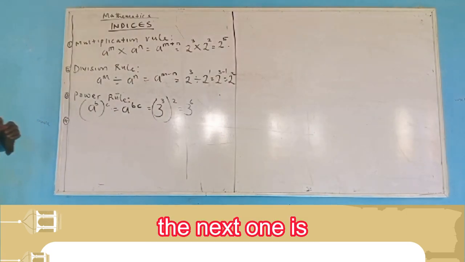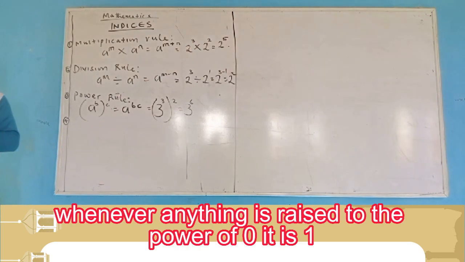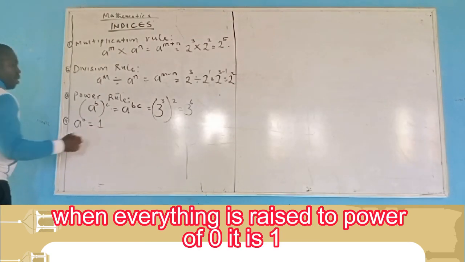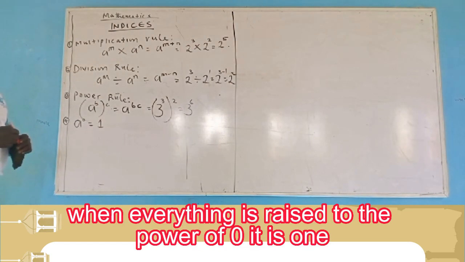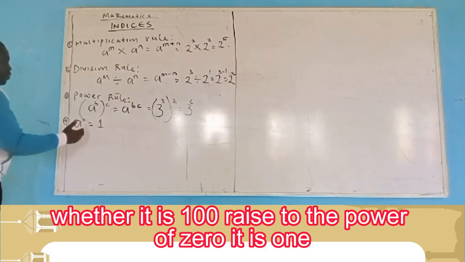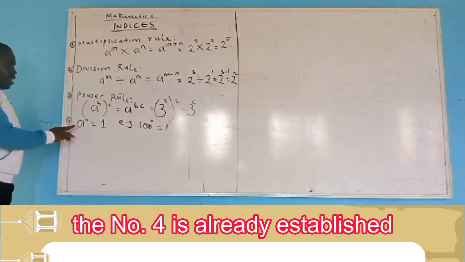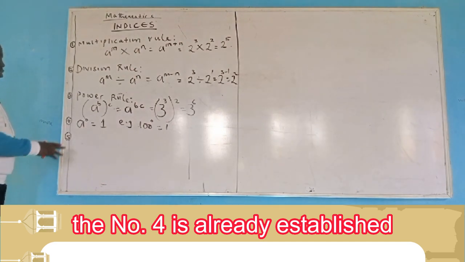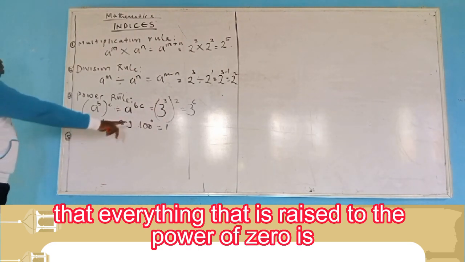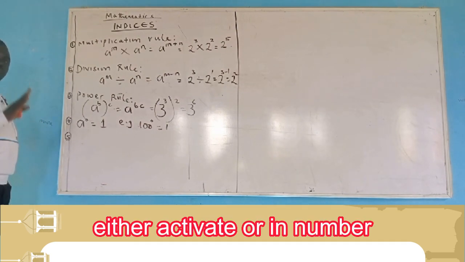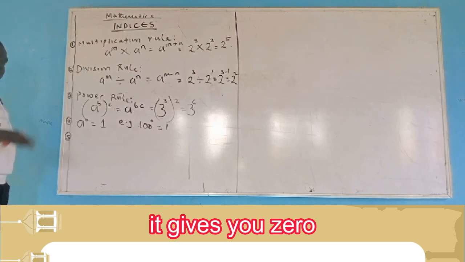The next one is, you must know that whenever anything is raised to the power of 0, it is 1. So whether it is 100 that is raised to the power of 0, you have 1. Number 4 is already established: anything that is raised to the power of 0 gives you 1. Anything whatsoever, either alphabet or a number, it gives you 1.